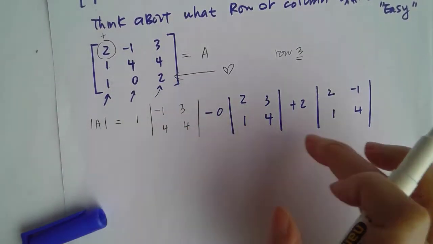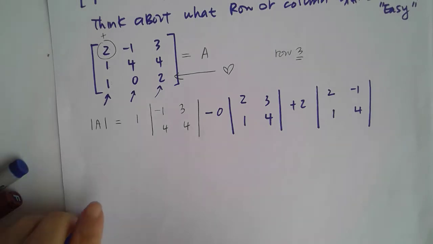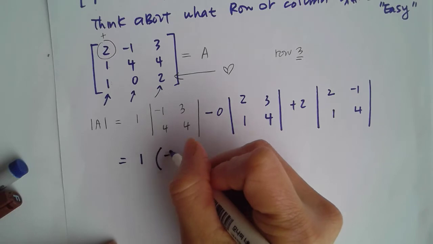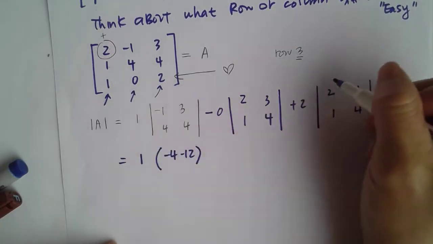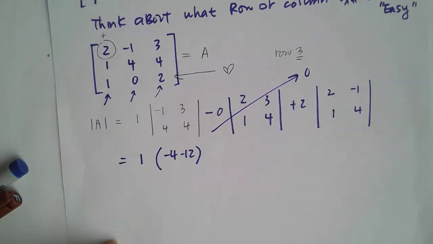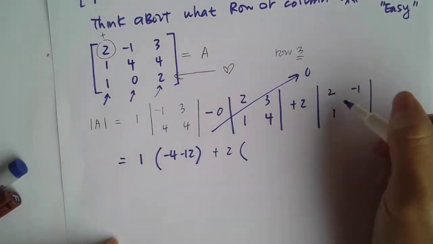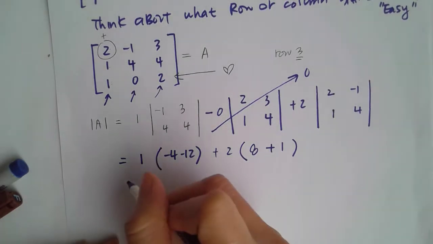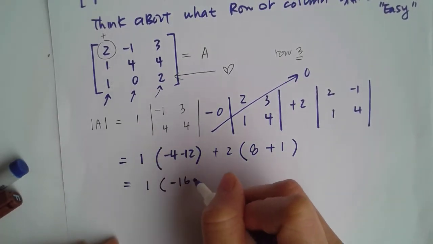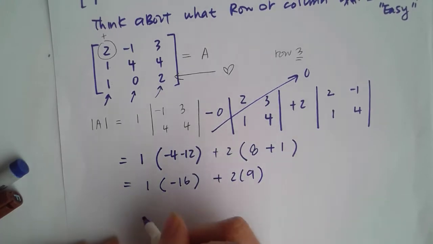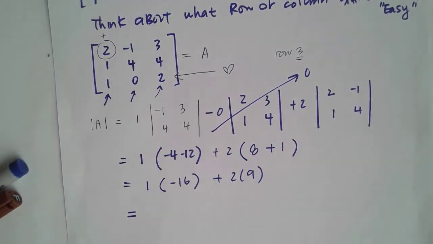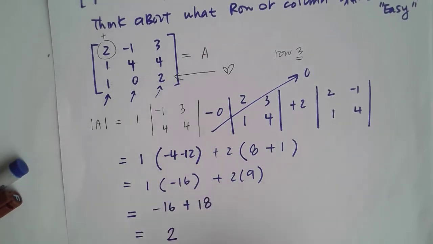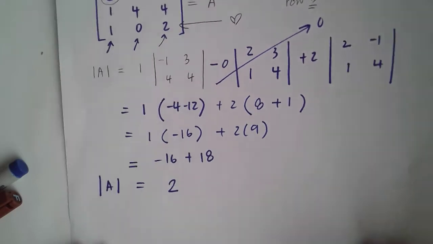And remember, these straight lines indicate that you have to calculate the determinant. So I'm going to do that now. Equals 1 times the determinant, which is negative 4 minus 12. The 0 term I'm just going to make a 0, I don't want to write that. Plus 2 times 8 plus 1, because it's 8 minus a negative 1. So I'm left with 1 times negative 16, plus 2 times 9. My determinant is negative 16 plus 18, which is equal to 2. So the determinant of A, our matrix, was 2.